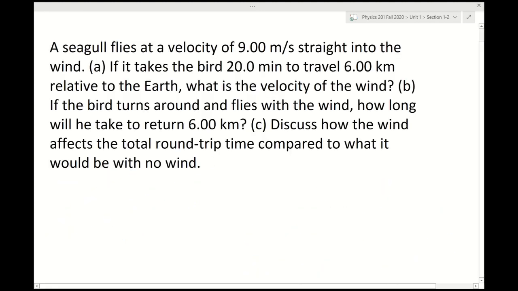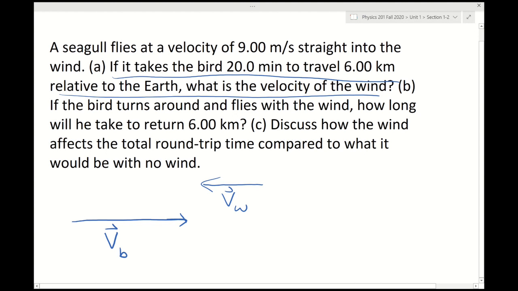So let's look at this one-dimensional example. A seagull flies at a velocity of 9 meters per second straight into a wind. We're going to assume that the seagull is flying to the right, and I'm going to let this be VB. If it's flying into the wind, the wind would then be going the other direction, and I'm going to let that be VW. It takes the bird 20 minutes to travel 6 kilometers.